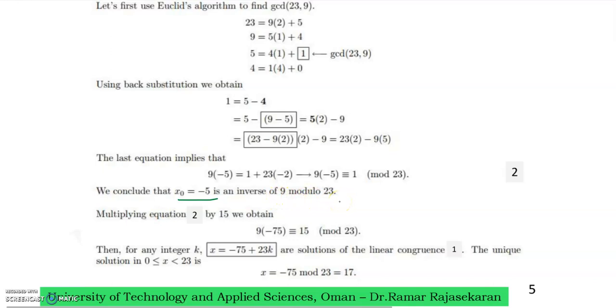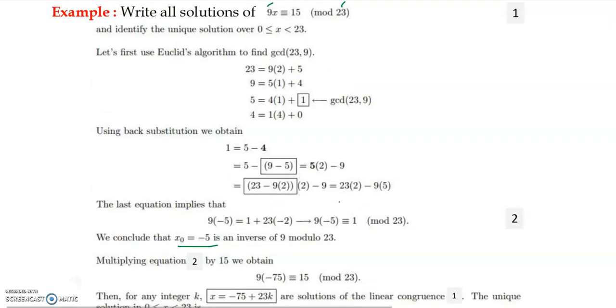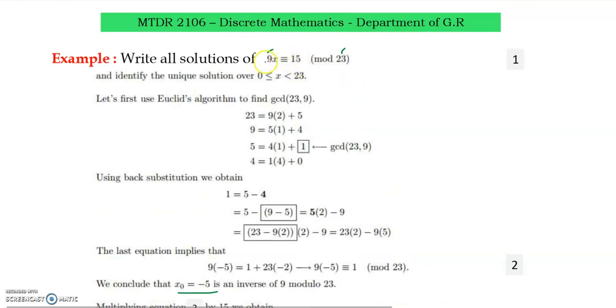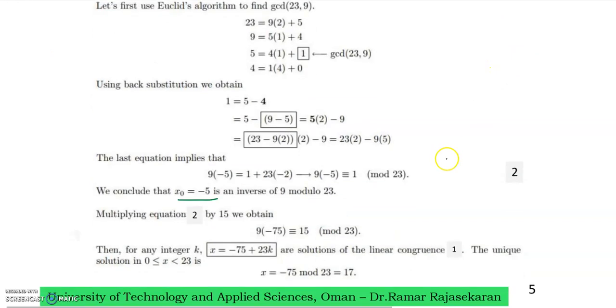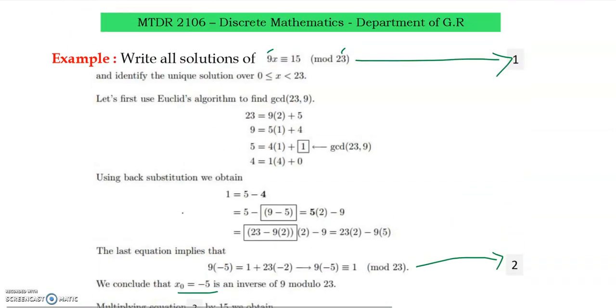After this, what do we do? We consider the given equation as equation number 1, and this equation is equation number 2. Now what is the inverse? That is minus 5, which we found already in the previous video. The inverse of 9 is minus 5 modulo 23. Now we are going to find the solution of this linear congruence.